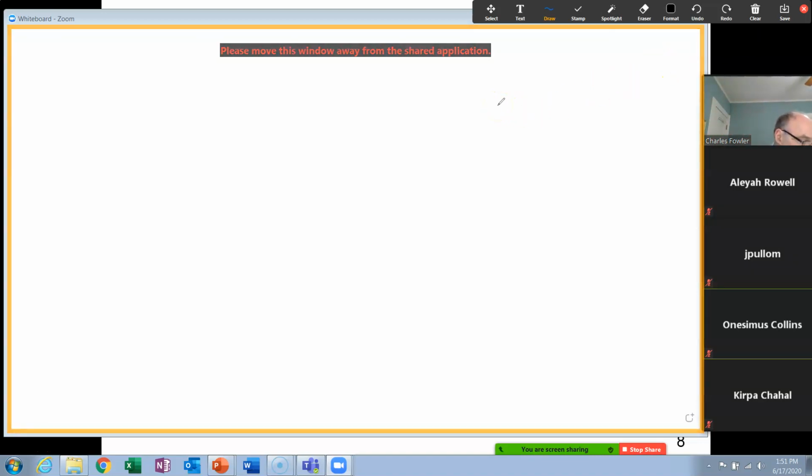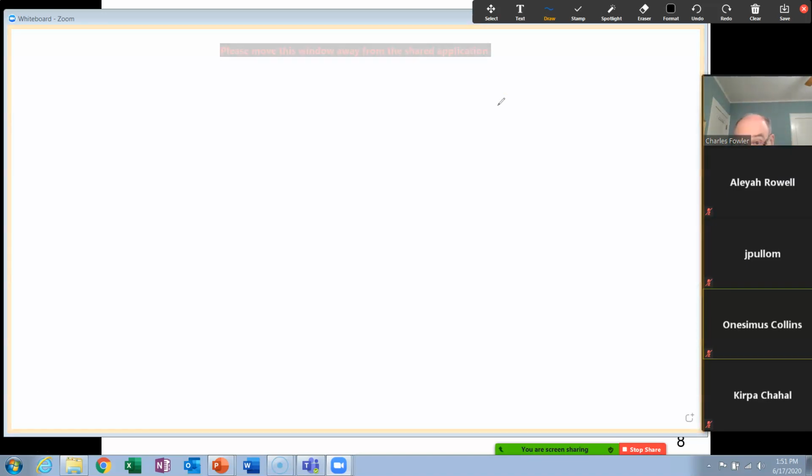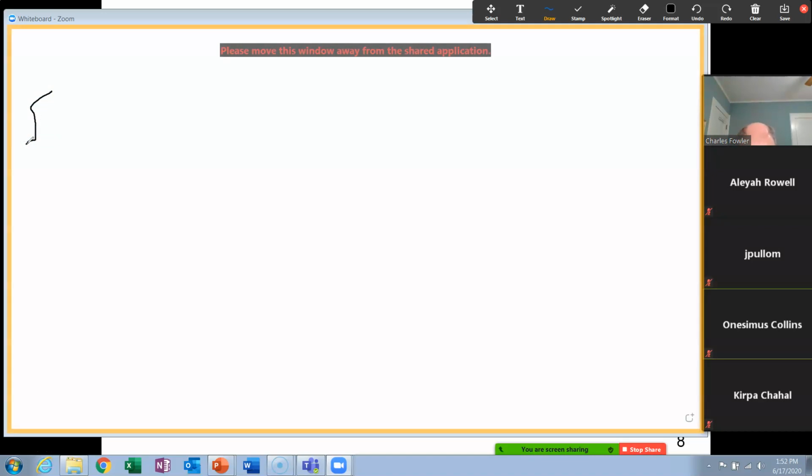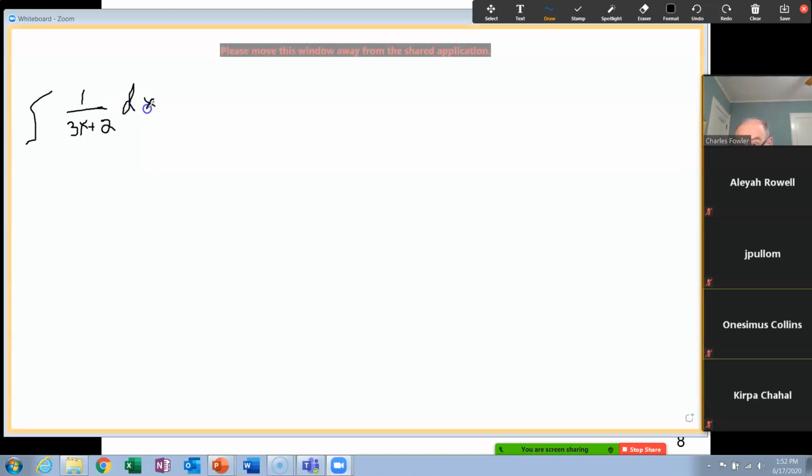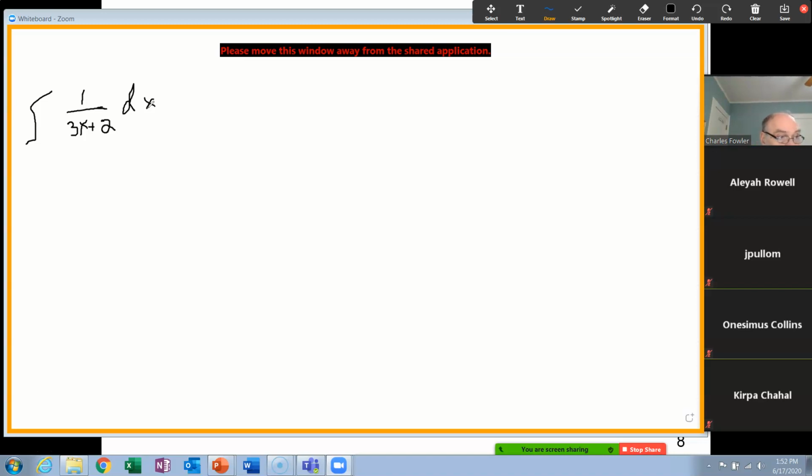Let's do the D part. Well, this almost seems like a step back. But let's see if you remember the step back. This is an integral of 1 over 3x plus 2 dx. Any suggestions on what I do first? Do your U substitution.